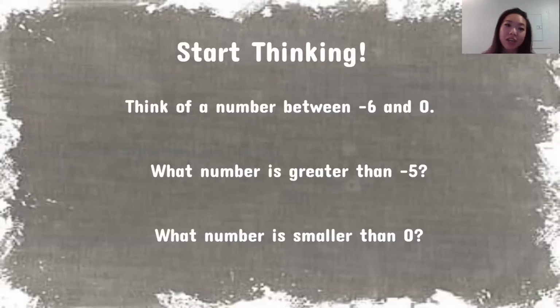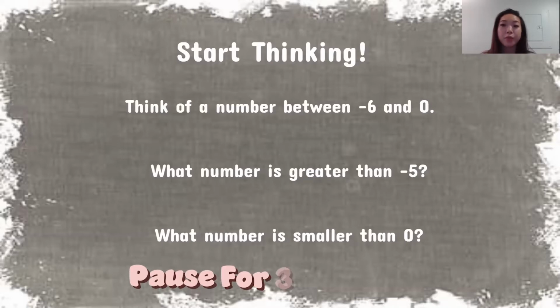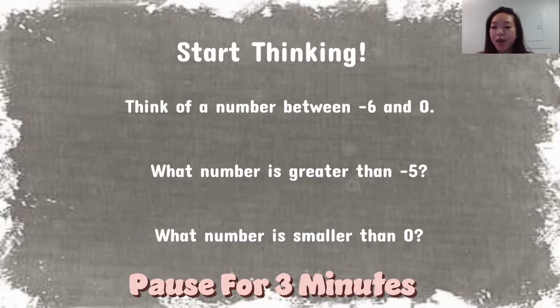So let's start thinking. Think of a number between -6 and 0, and then what number is greater than -5, and what number is smaller than 0. If you could just stop here for about 3 minutes, and then I'll come back with that answer.